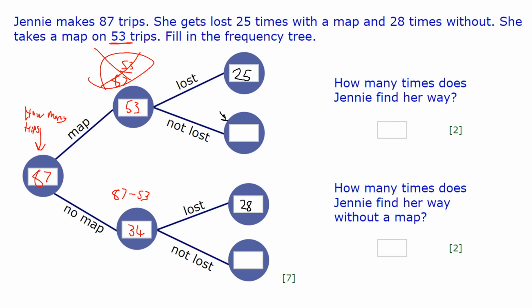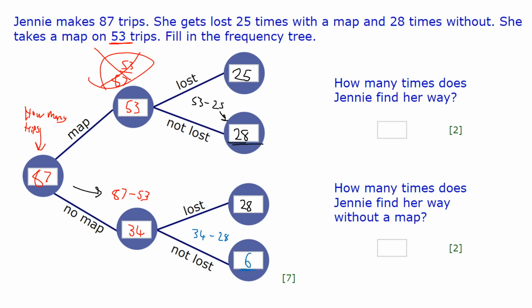Just how we did it here, where we did 87 minus 53. This number is just going to be 53 minus 25, which is equal to 28 times where she was not lost because of a map. Okay? And it's the same thing on the bottom. Here it's going to be 34 minus 28, which is simply equal to 6.